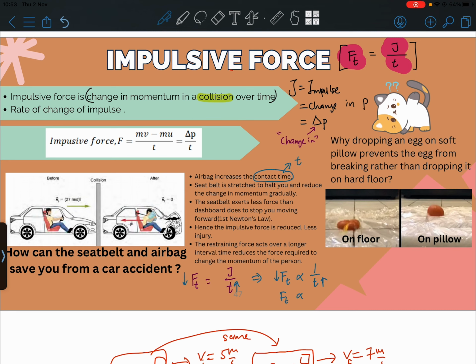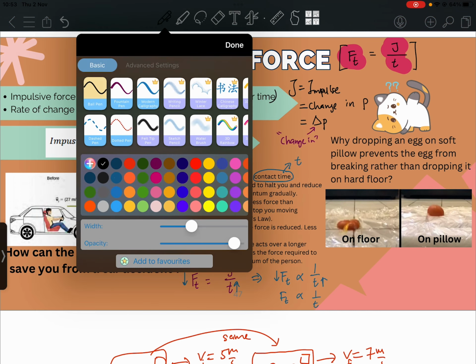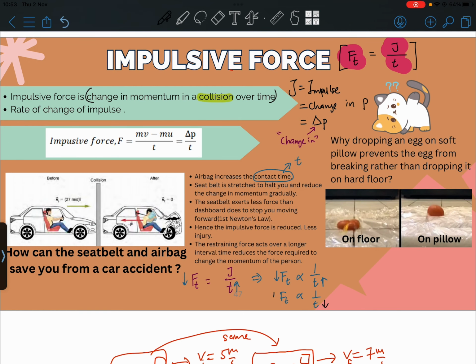But in the opposite case, a lower collision time, you will have an increase in impulsive force. So there will be a huge impact. If the contact time reduces, you will be involved in a very horrible, terrible accident, and you might end up in the hospital. That's why the airbag is used. The aim of the airbag is to increase the contact time, because by increasing the contact time, the impulsive force can be reduced. This is the relationship to prove it.